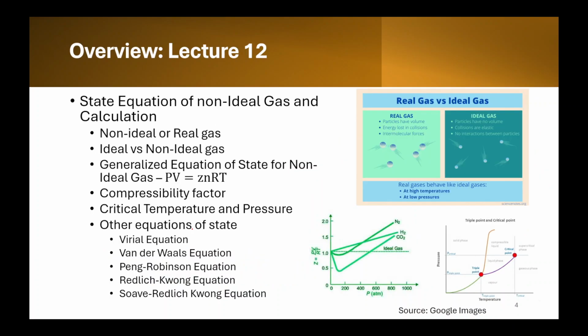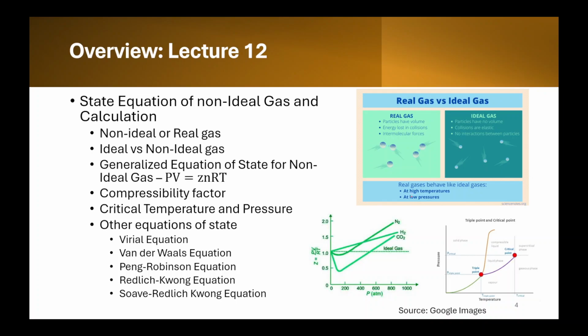If we want to study non-ideal gas, basically real gas, the particles have some volume, because we know real gases have some volume. The energy is lost in collisions, and there are intermolecular forces present. As opposed to the ideal gas, where the particles have no volume, collisions are elastic, and no interactions between the particles take place. And real gases behave like ideal gas at high temperature and low pressure.